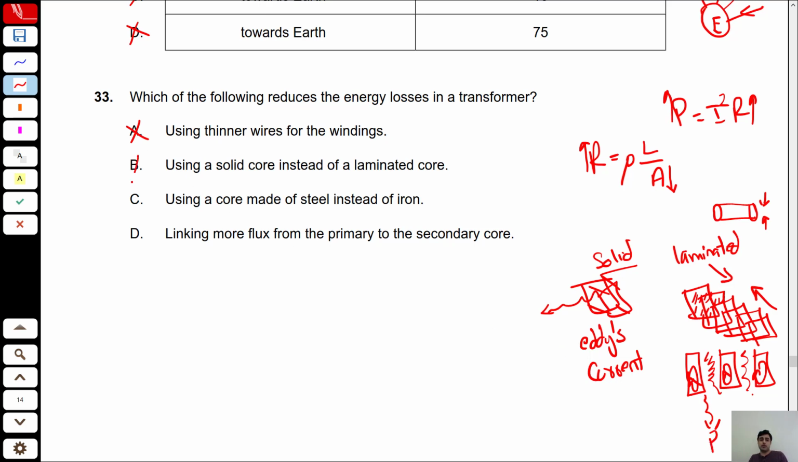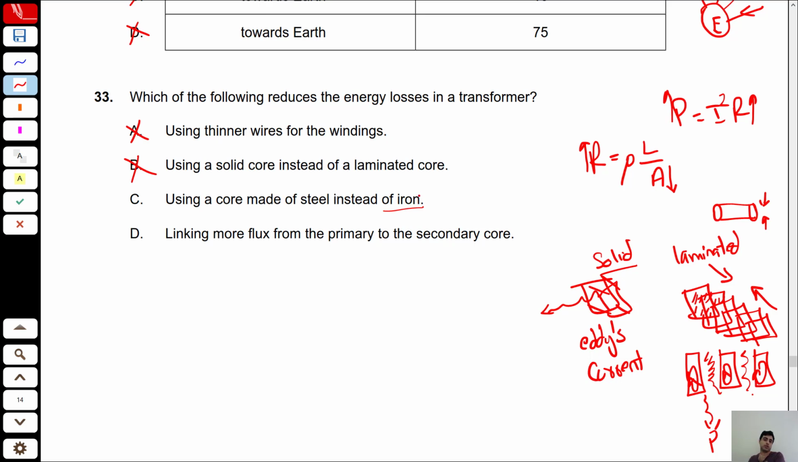Using a core made up of steel instead of iron? No. Iron becomes a much better temporary magnetized material, and iron is a much better conductor than steel, because steel is an alloy. It's not pure, so it has carbon impurities in it to make it stronger and stiffer and more brittle. So steel, being impure and an alloy, has a higher resistivity than iron. Iron has a lower resistivity, so it is a better conductor. So don't choose this one.